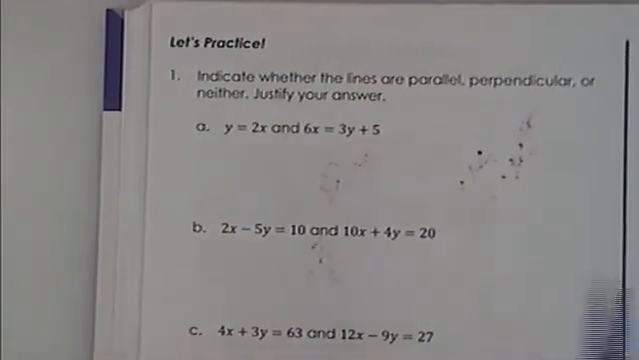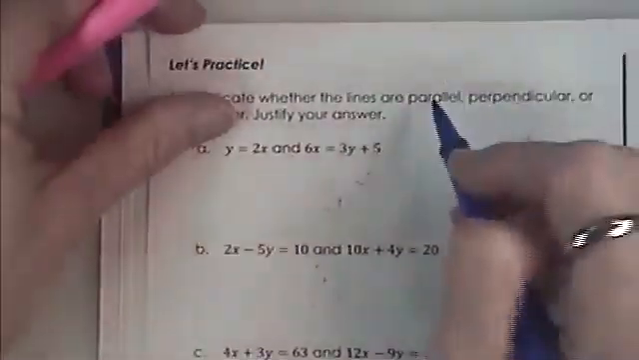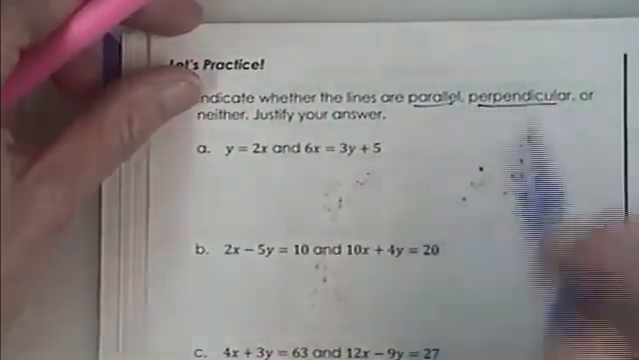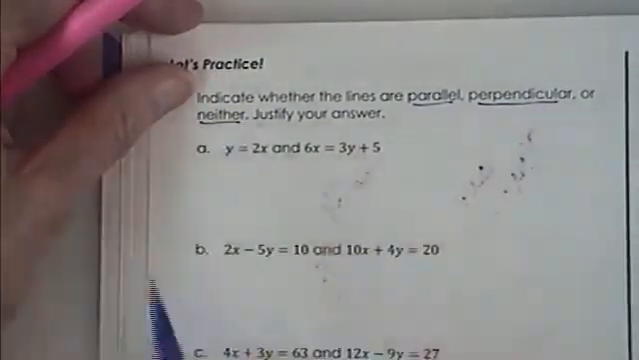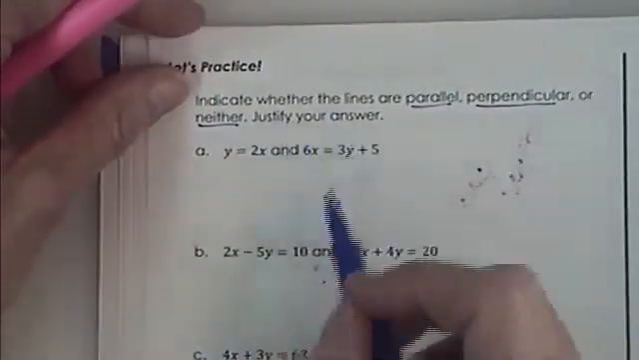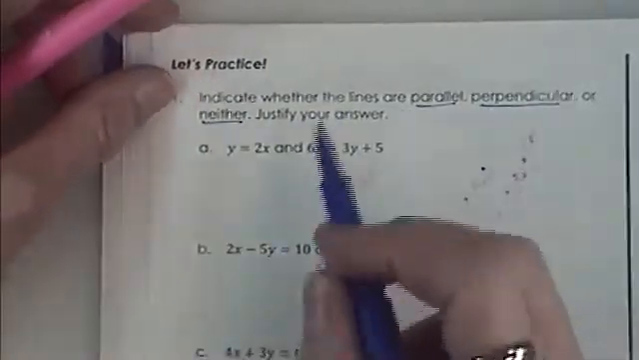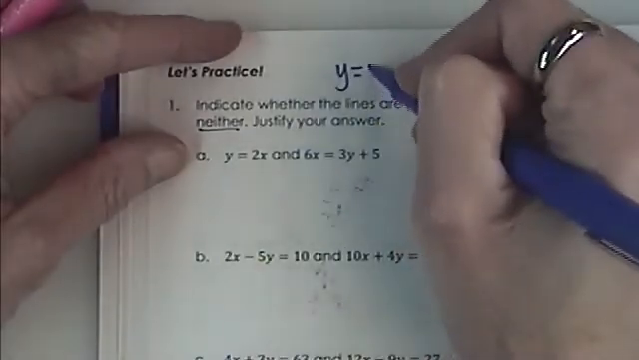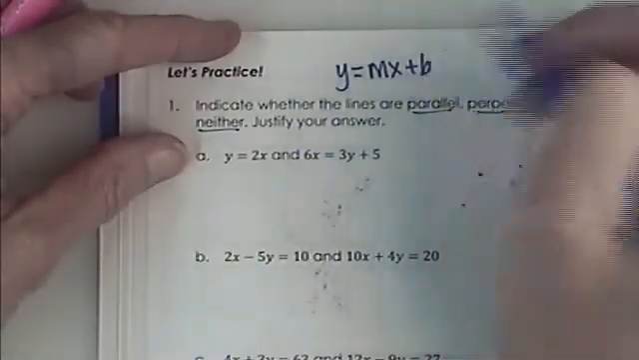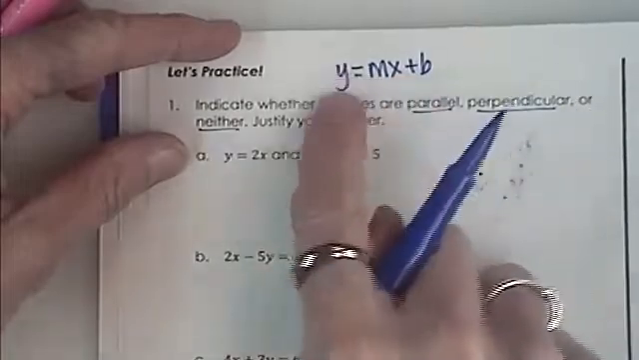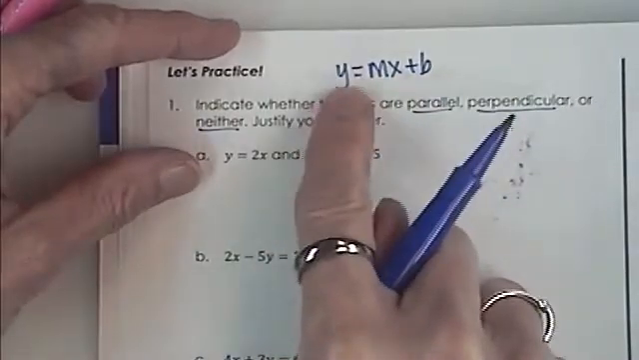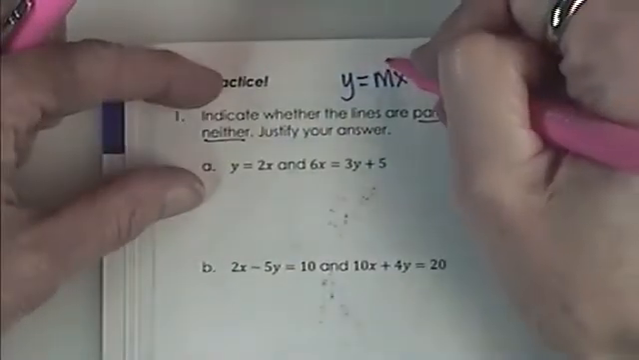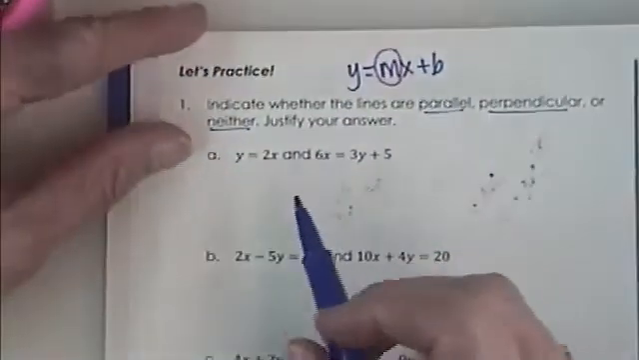All right. Indicate whether the lines are parallel, same slope, perpendicular, opposite reciprocals, or neither. Justify your answer is going to be, we're going to go ahead and show mathematically why they are what they are. Remember, y equals mx plus b. If we can get our equations into this format where y is all by itself on one side of your equation, then the m, the coefficient on our x term, tells us the slope. So that's what we're going to aim for with every single one of these.